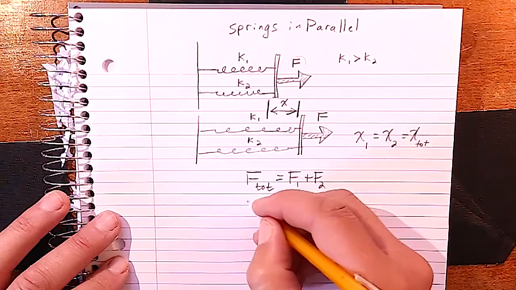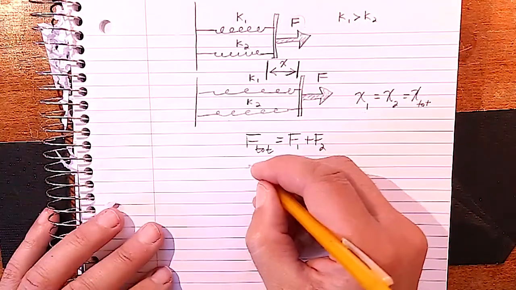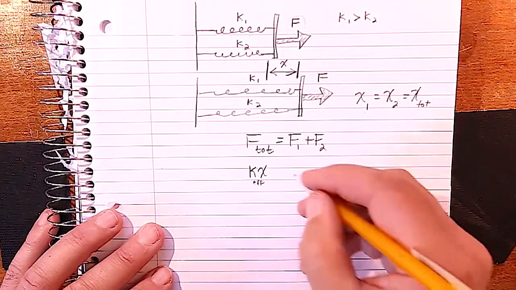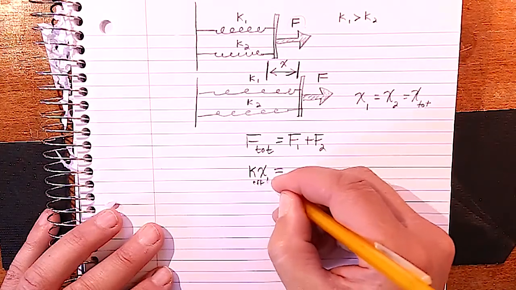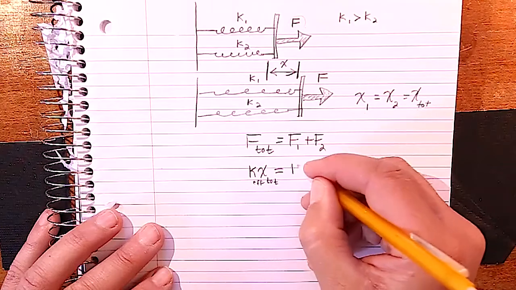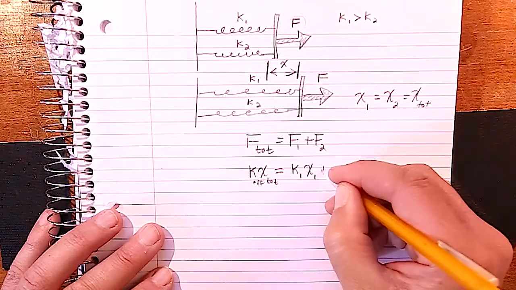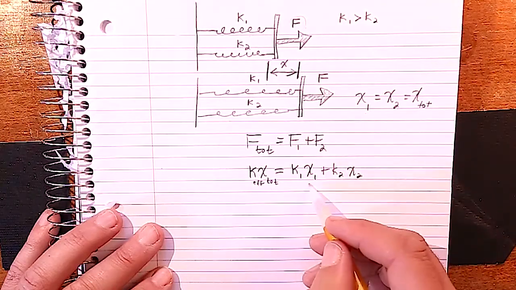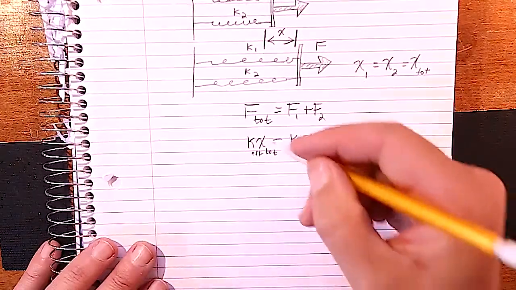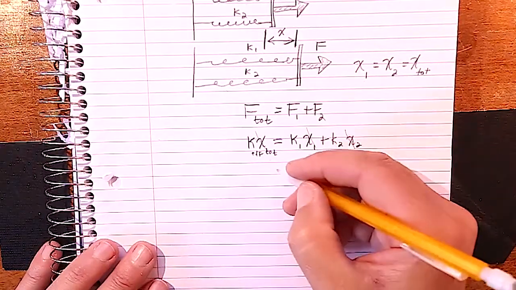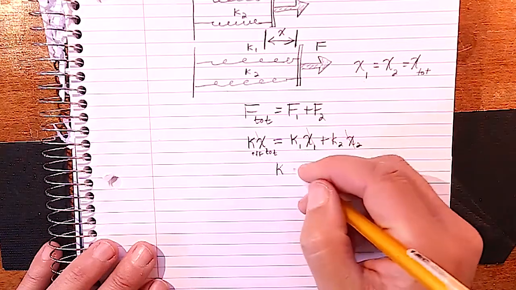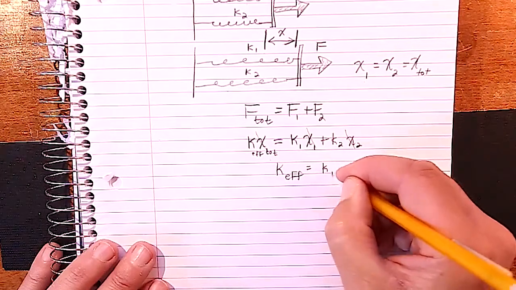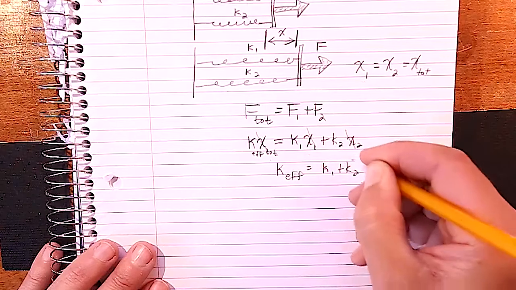It's all one thing. So we can sub in for F total and put in kx, and that k is going to be our effective k, times our total x. Then that's going to be equal to k1 x1 plus k2 x2. But x total, x1, and x2 are all the same thing, so those are all going to cancel out. So this one's pretty easy. For springs in parallel, the effective k is equal to k1 plus k2.